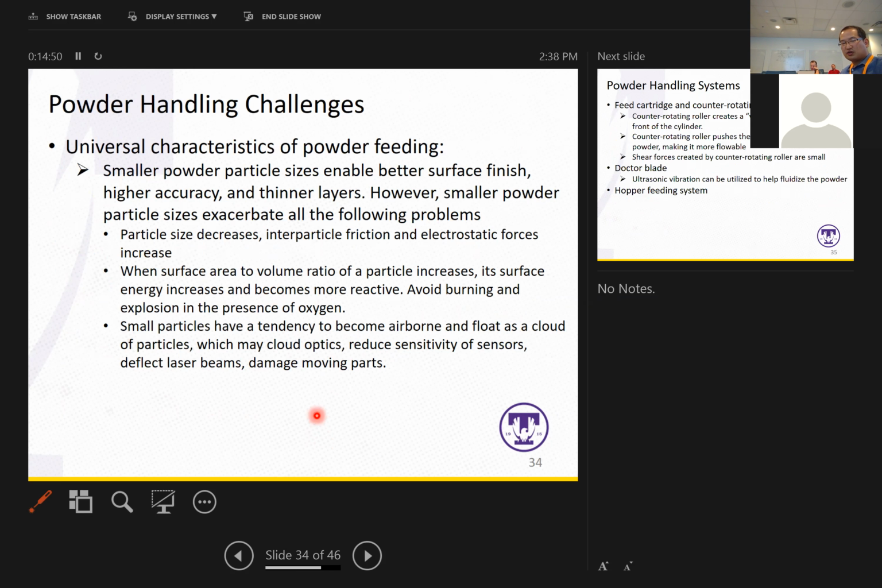And also small particles have a tendency to become airborne and float as a cloud of particles, which may cloud optics, reduce sensitivity of sensors, deflect the laser beam, and damage moving parts. So all these challenges actually motivate people to work on, as I mentioned, the characteristic of the particle size versus the final products' quality. And yeah, it's still challenging.